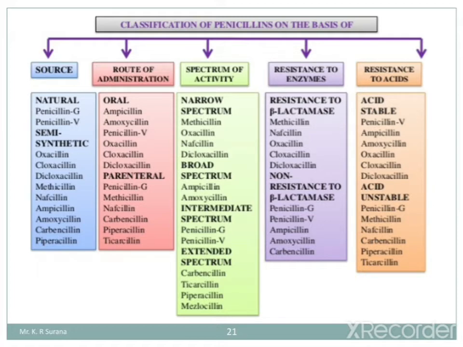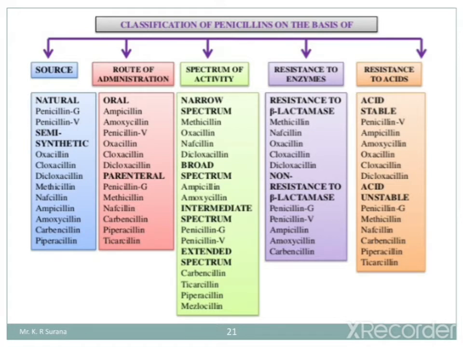Third class is on the basis of spectrum of activity. In this class there are four subclasses: narrow spectrum, broad spectrum, intermediate spectrum and extended spectrum. In narrow spectrum, examples are methicillin, oxacillin, nafcillin and dicloxacillin. Broad spectrum antibiotics are ampicillin and amoxicillin. Intermediate spectrum antibiotics are penicillin G and penicillin V. Extended spectrum are carbenicillin, ticarcillin, piperacillin and mezlocillin.